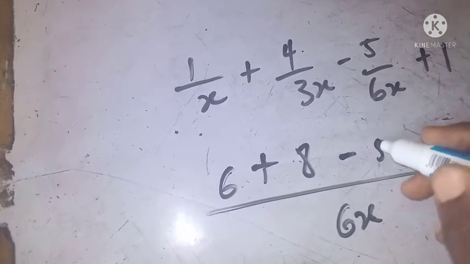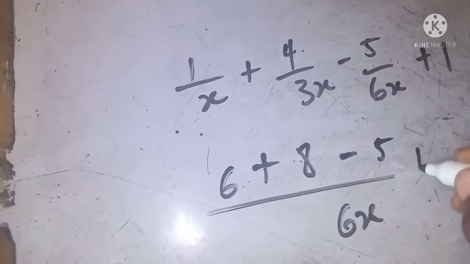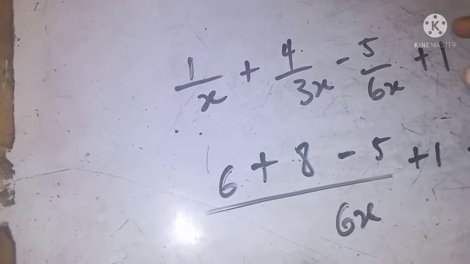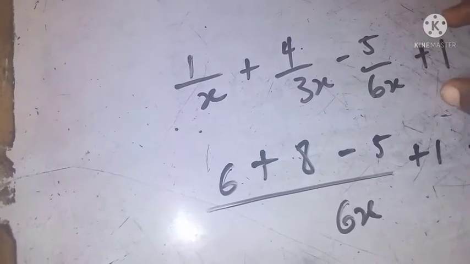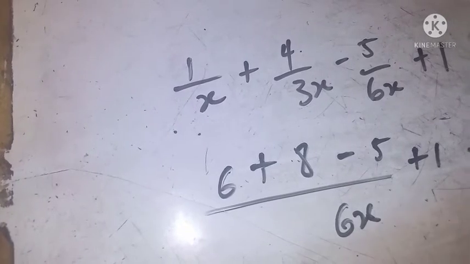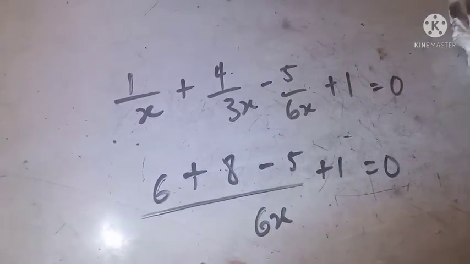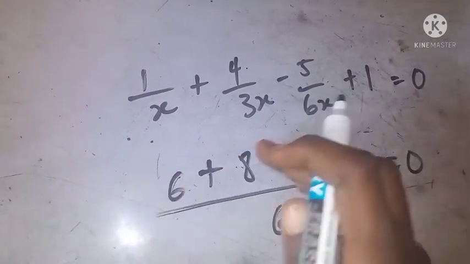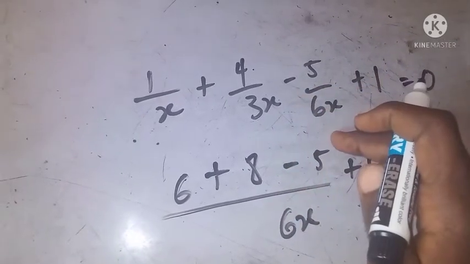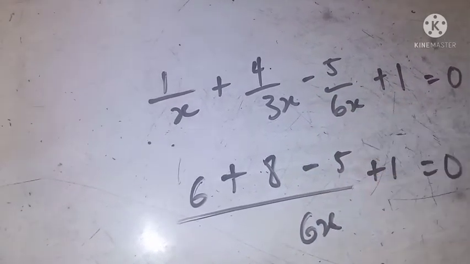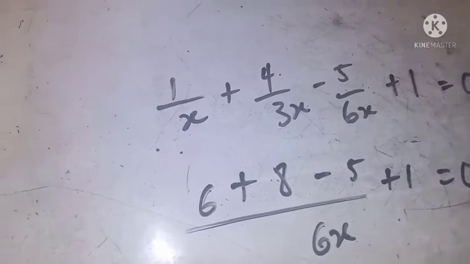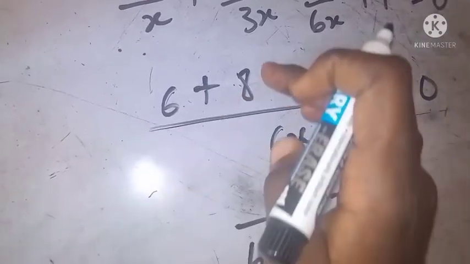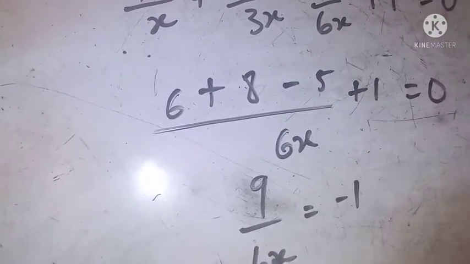1 times 5, 5, plus 1 equals 0. You will not include this 1, please. Don't include it. Plus 1. Now, 6 plus 8, 14 minus 5, basically. So 6 plus 8 minus 5 will give us 9.